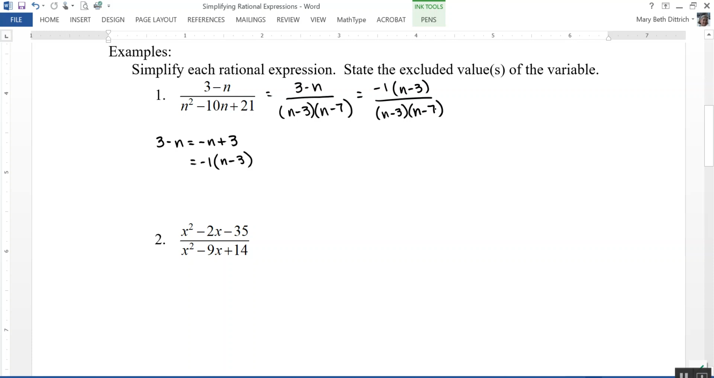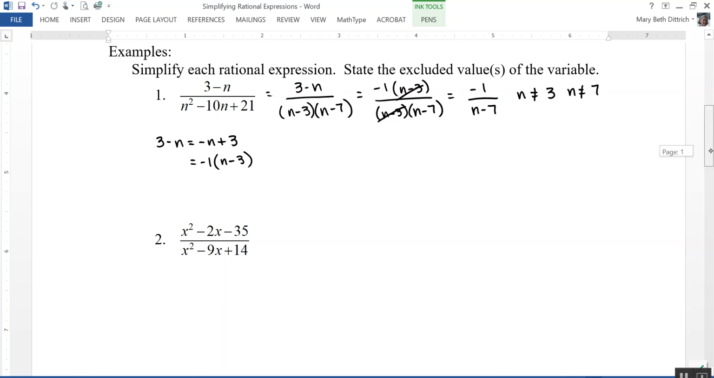And now the numerator and the denominator have a common factor of n minus 3, and those will cancel each other out, so I'm left with negative 1 over n minus 7. That's my simplified rational expression. For the excluded values of the variables, I have to go back to my original non-canceled denominator and say neither of those can equal 0, so n cannot equal 3 and n cannot equal 7.